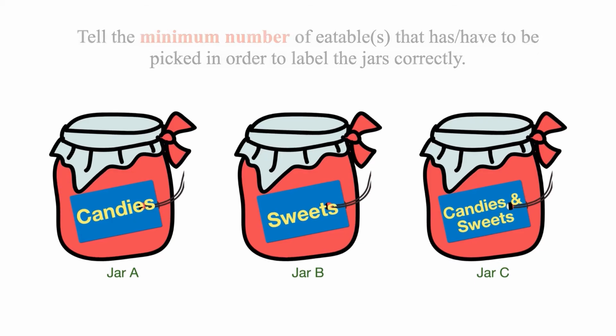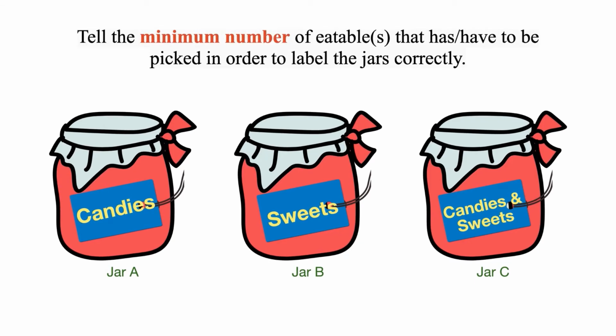Tell the minimum number of eatables that have to be picked in order to label the jars correctly. Assume that the shape of the candies and sweets are identical and there is no way to differentiate them by touching alone.